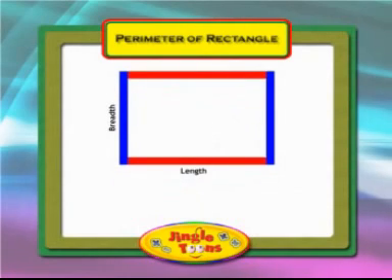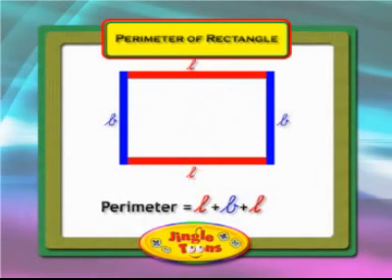So the formula for the perimeter of a rectangle with length L and breadth B is perimeter is equal to L plus B plus L plus B. This also means perimeter is equal to 2 multiplied by L plus 2 multiplied by B. So it comes to perimeter is equal to 2 multiplied by (L plus B). This formula can be used to find the perimeter of rectangle ground.